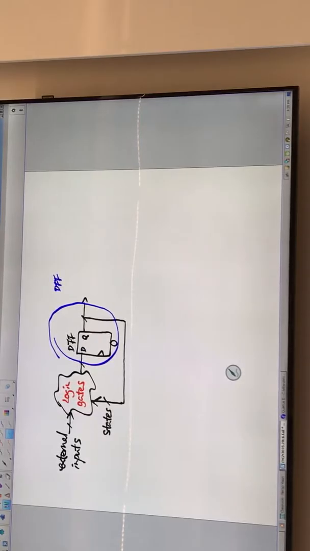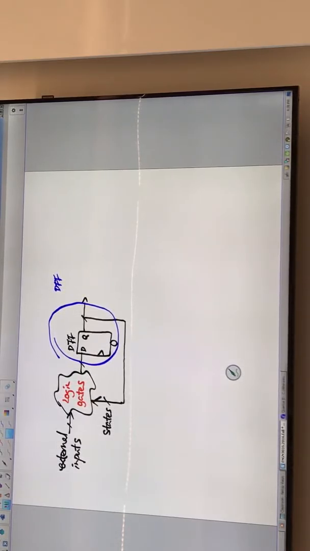Why do you think it's 8? Because it's 2 to the 3rd. 2 to the 3rd is correct. 8 states. It's always 2 to the power of n. It's what's called a binary system. So you need to extract the number of flip-flops you need from your state diagram.